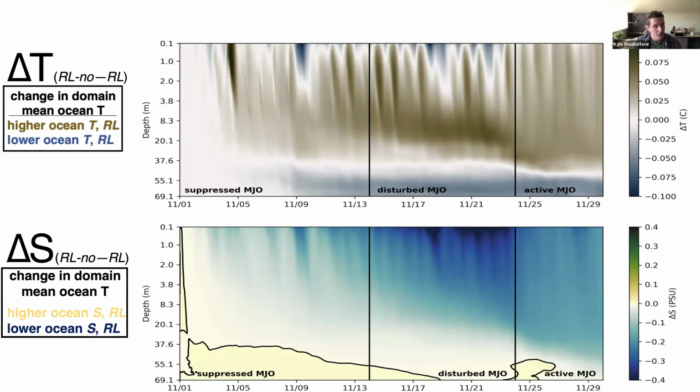And so again, continuing on looking at these differences between these two simulations, this top figure here is showing a vertical profile of domain mean temperature difference between the rain layer and no rain layer simulation, while the bottom figure is showing domain mean salinity difference between the rain layer and no rain layer simulation. So in the top figure, the brown regions represent higher ocean temperature with rain layers, blue regions represent a lower ocean temperature with rain layers. In the bottom figure, blue regions represent lower ocean salinity with rain layers, whereas yellowish regions represent higher ocean salinity with rain layers, with the solid black contour representing the zero line.